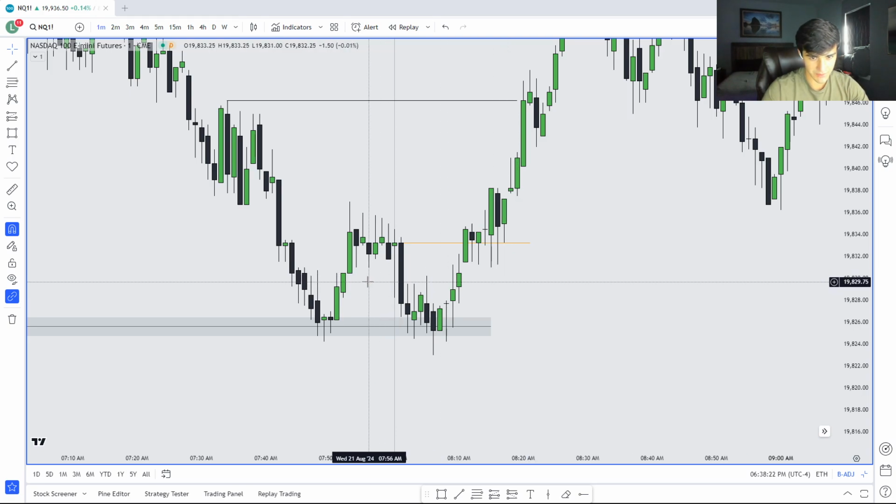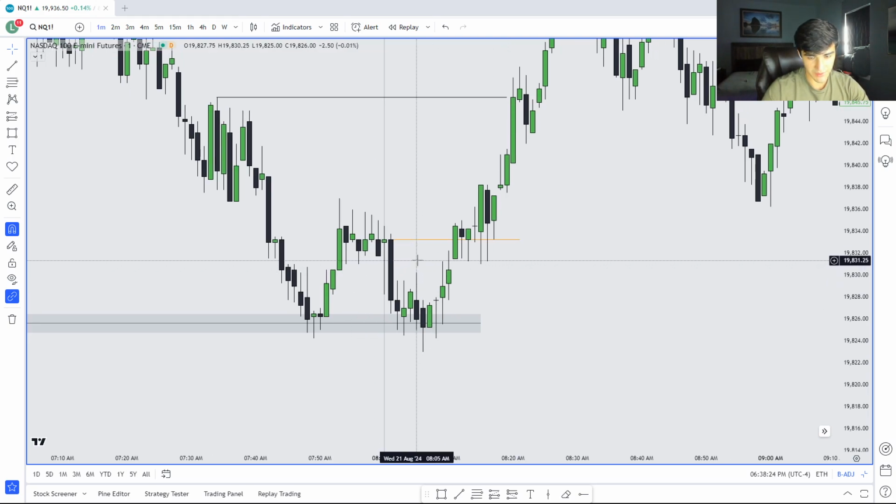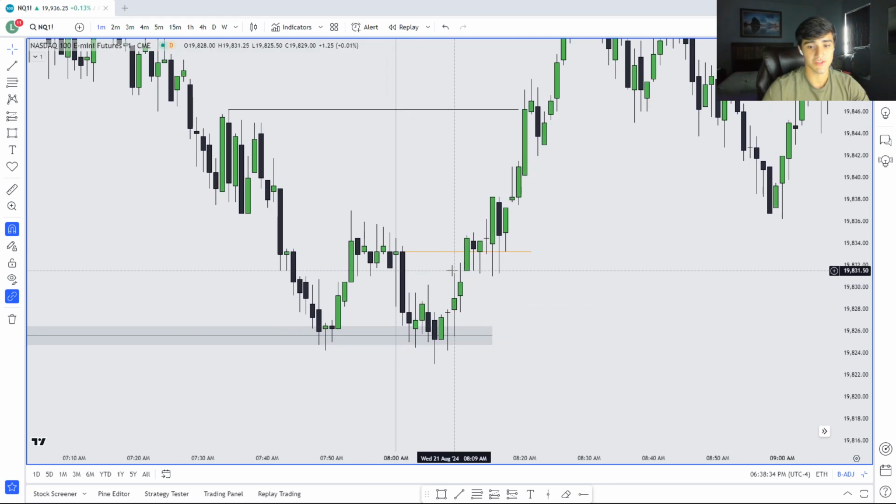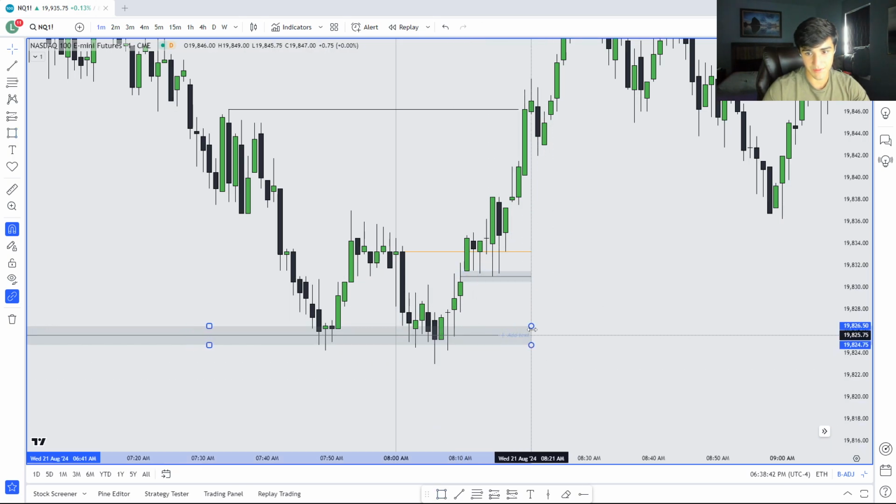What else do we see? I think that's basically it, but that's really all I need to see. I just need to see a change in the state of delivery and a breaker block, and that's about it. And I need to see a run on liquidity. So that checks all the boxes. Oh, this was what it was. I forgot about this. I was looking for something else. I knew there was something else, but that's what it was.